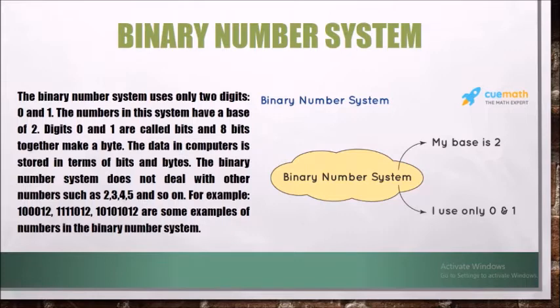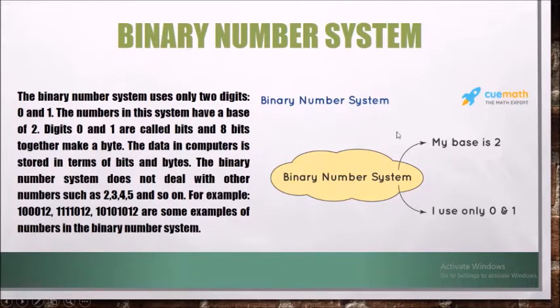Now, let's continue. The binary number system does not deal with other numbers such as 2, 3, 4, 5. The computer no longer needs 2, 3, 4, 5. For example, we have 1000, 1111, 1101, and so on, which are examples of numbers in the binary number system.